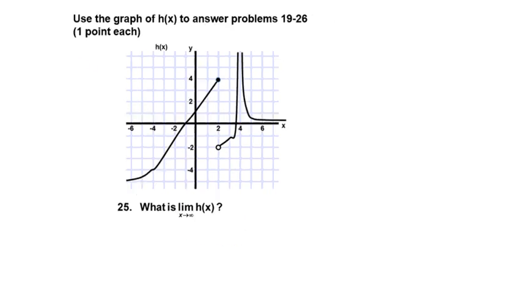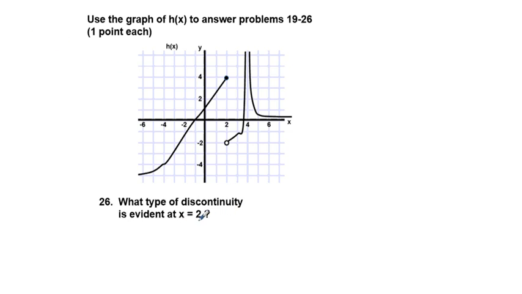Next, 25. What is the limit as x approaches infinity of h of x? So here, as we go to the right, we have what looks to be kind of a horizontal asymptote. It looks like we're approaching 0. So our answer to number 25 is 0. This function looks like it's flattening out against the x-axis.